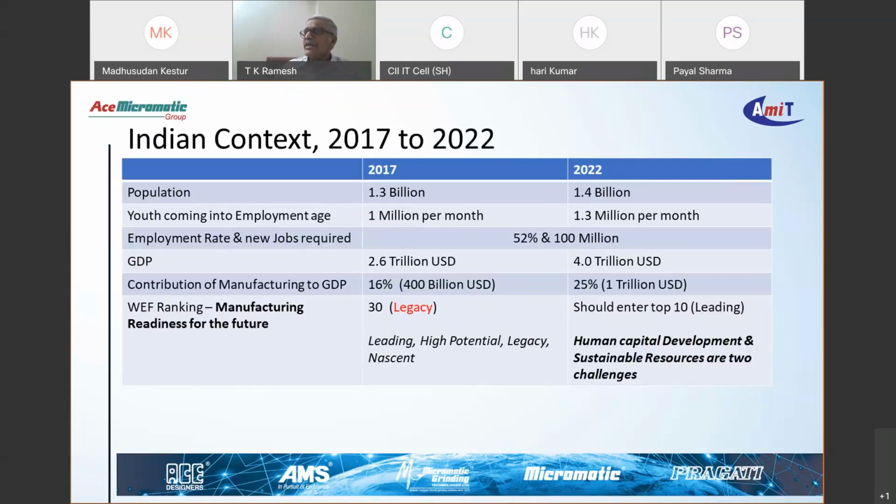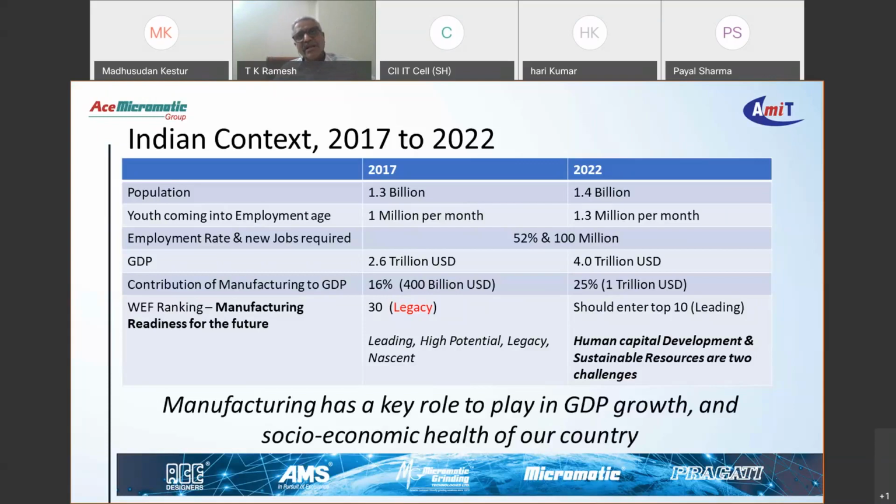Coming very quickly to why are we here today and what is it that we are trying to do. From an Indian context, if we look at just the last 2-3 years, 2017 onwards, and where we are trying to head to, say 2025 or even 2022, we could see that manufacturing has to grow to become a significant part and a contributor to our GDP.